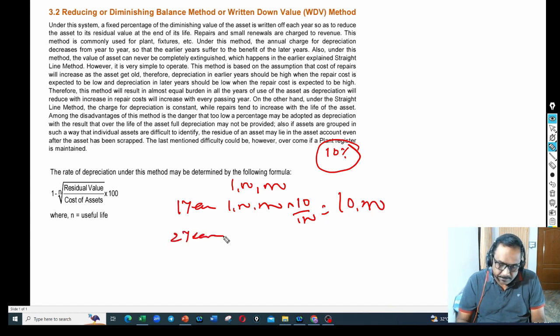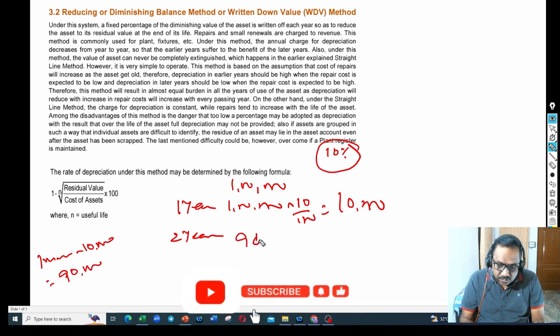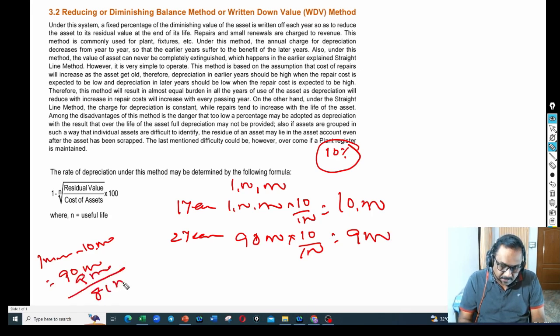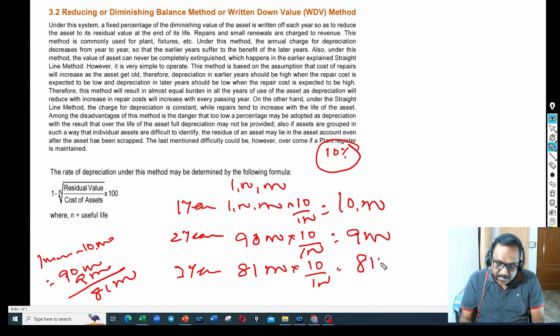Second year, we should not calculate depreciation on 1 lakh. What we are supposed to do is 1 lakh minus 10,000. That is how much? 90,000. So second year depreciation has to be calculated on 90,000 into 10 by 100. So it is going to be 9,000. Third year, 90,000 minus 9,000, 81,000. So third year it is going to be 81,000 into 10 by 100 is equal to 8,100.